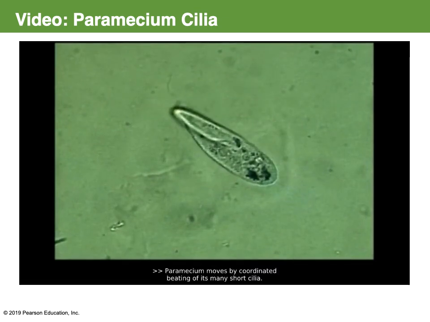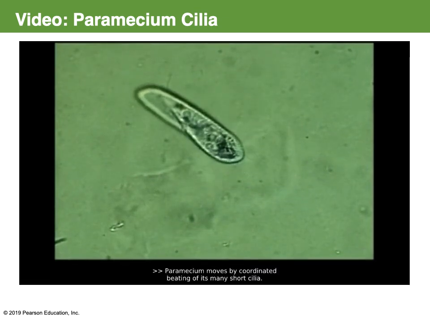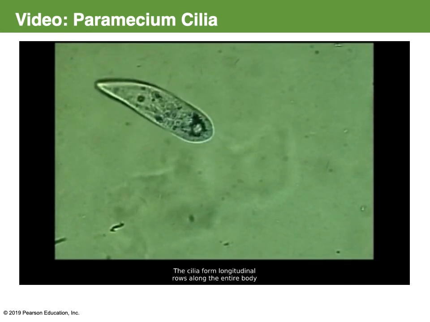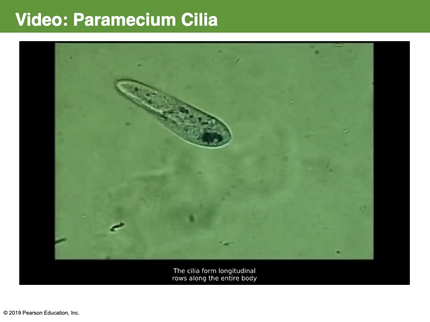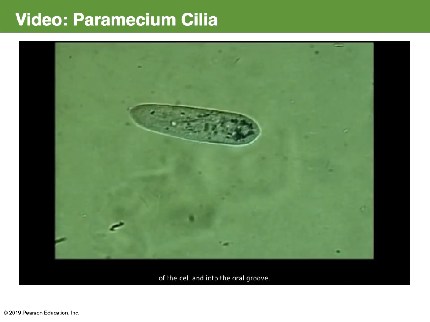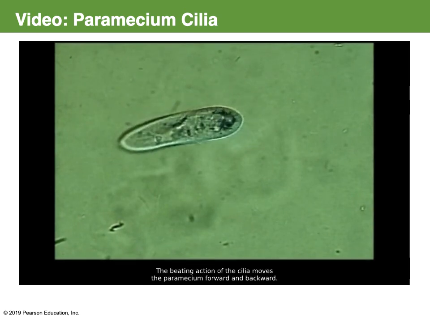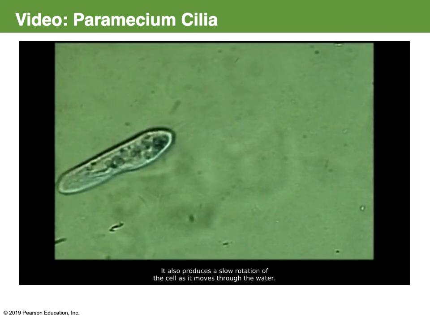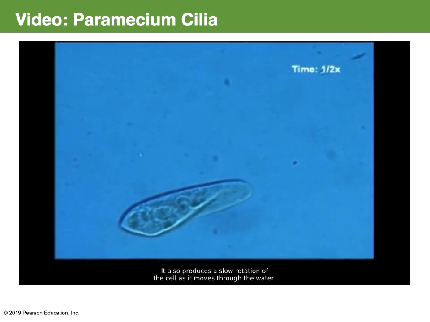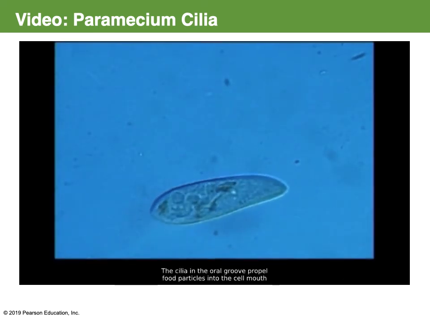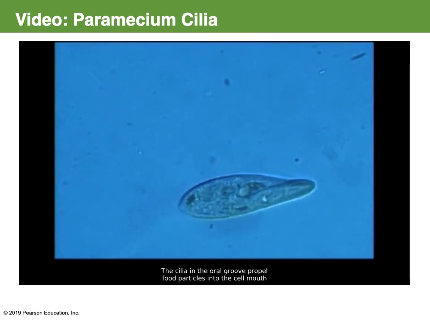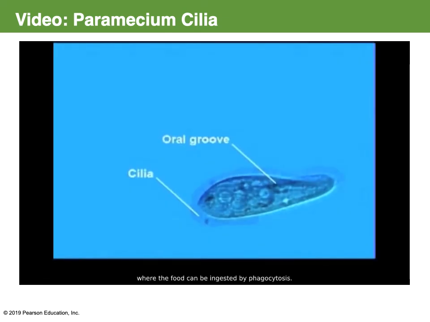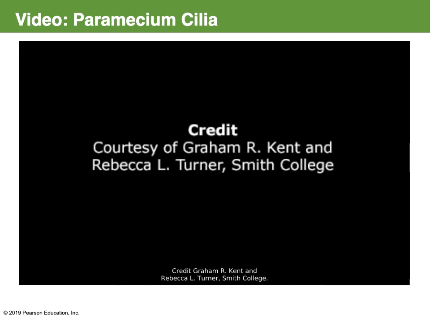Paramecium moves by coordinated beating of its many short cilia. The cilia form longitudinal rows along the entire body of the cell and into the oral groove. The beating action of the cilia moves the paramecium forward and backward. It also produces a slow rotation of the cell as it moves through the water. The cilia in the oral groove propel food particles into the cell mouth, where the food can be ingested by phagocytosis. Credit: Graham R. Kent and Rebecca L. Turner, Smith College.